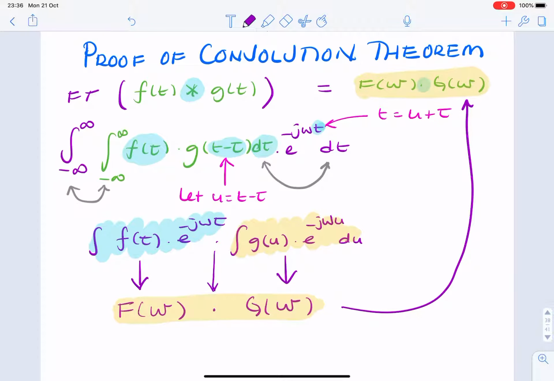So that would be your final answer. That's how you would present the proof. And the proof of the inverse would be very similar. It's simply two integrations and a change of variable.